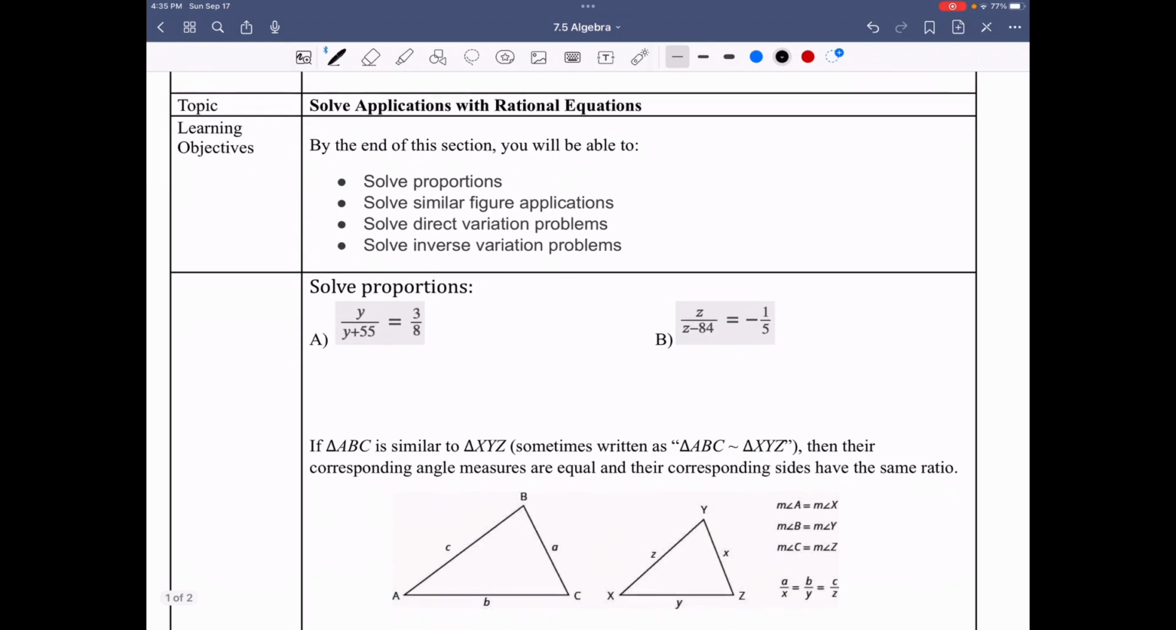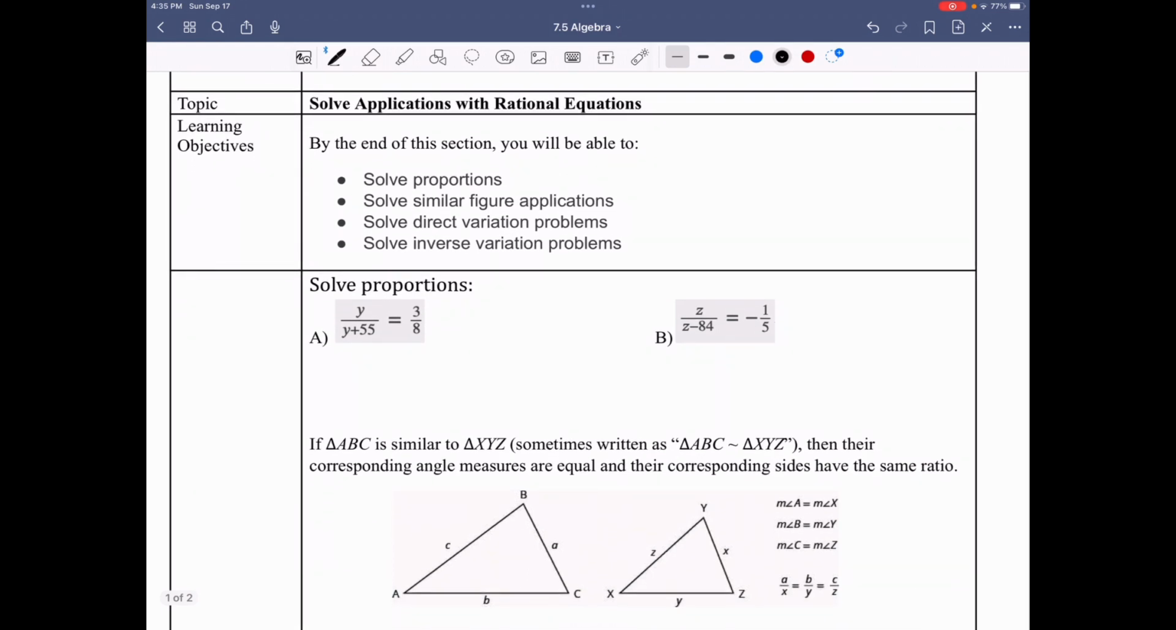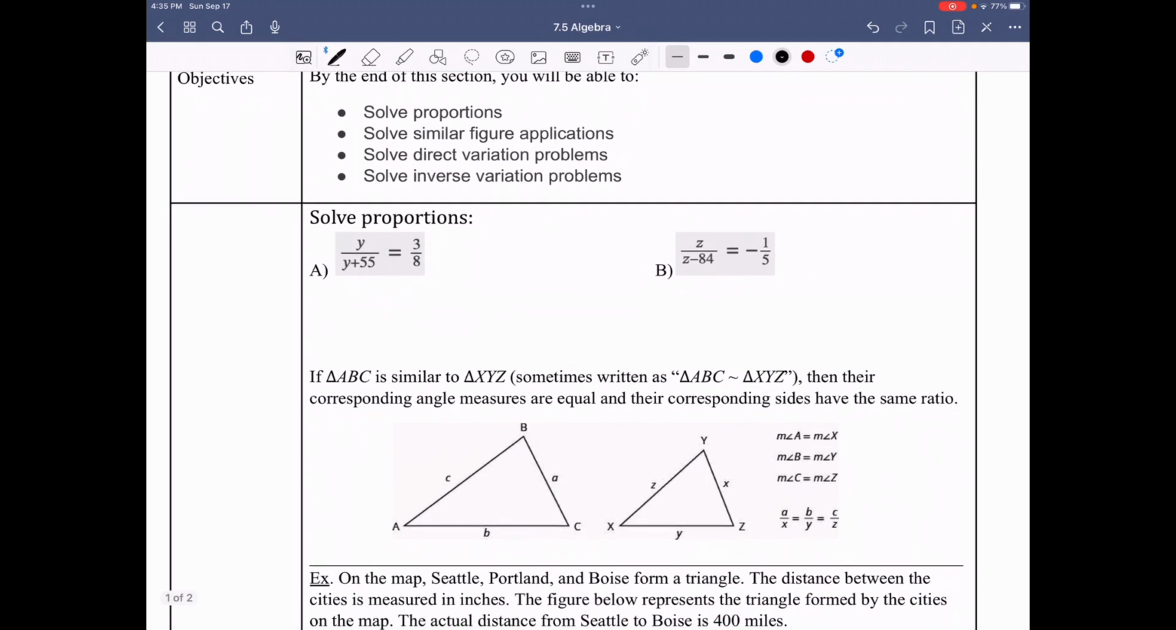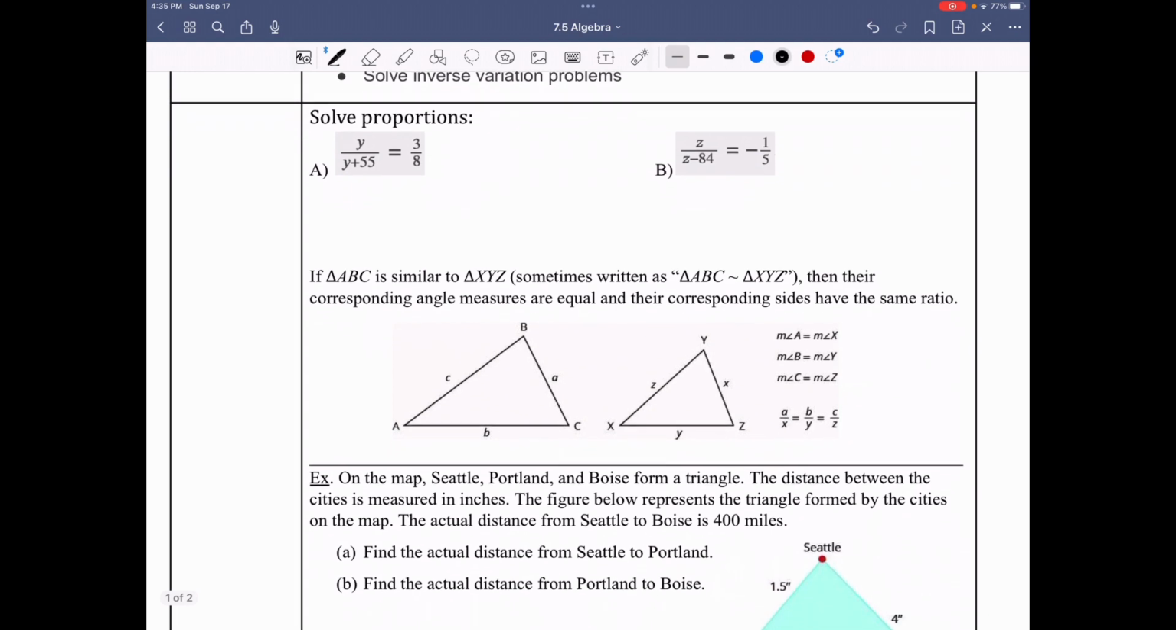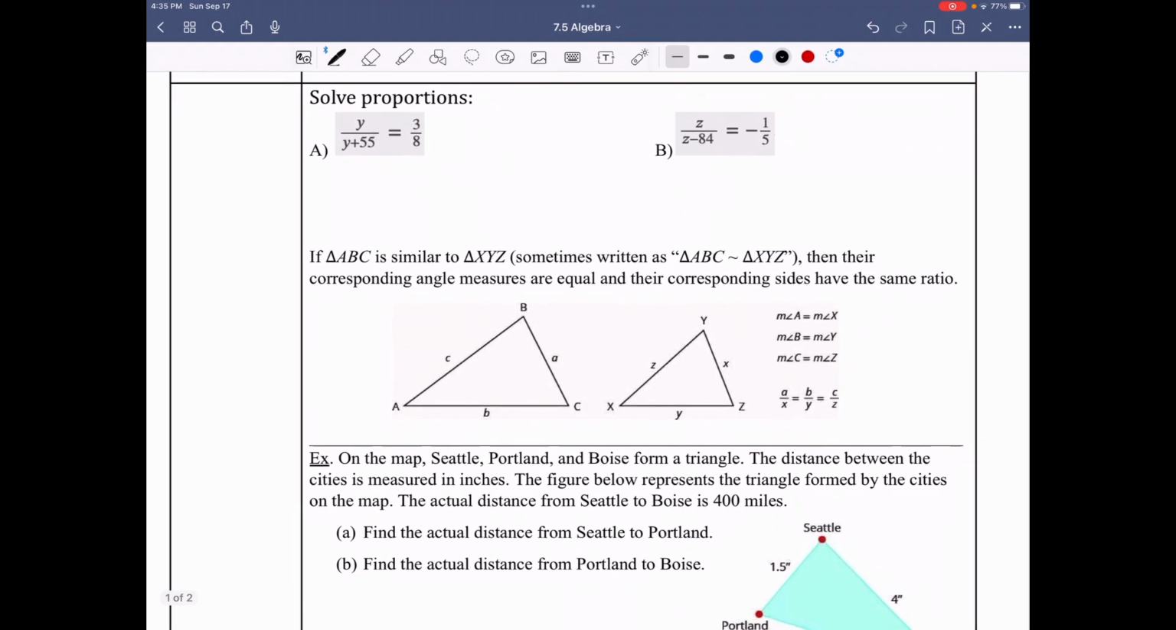By the end of this section, you will be able to solve proportions, solve similar figure applications, solve direct variation problems, and solve inverse variation problems. Let's start with solving proportions. We're going to use the cross products to be able to do this.